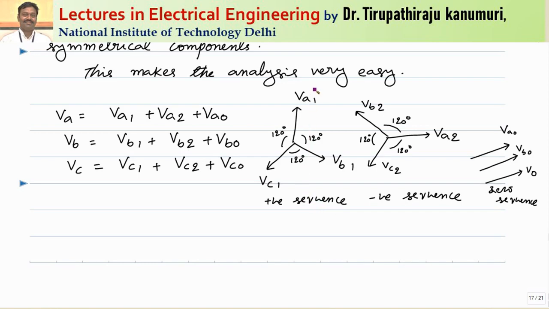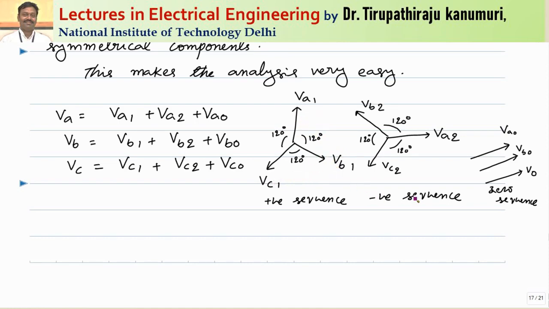In the positive sequence component, if I am taking VA1 as my reference, that means A phase, positive sequence 1, the phase B voltage will lag behind this by 120 degrees and phase C will lag behind by 120 degrees. If you are taking the clockwise direction, the sequence that will be followed is ABC. So that's why it is called positive sequence.